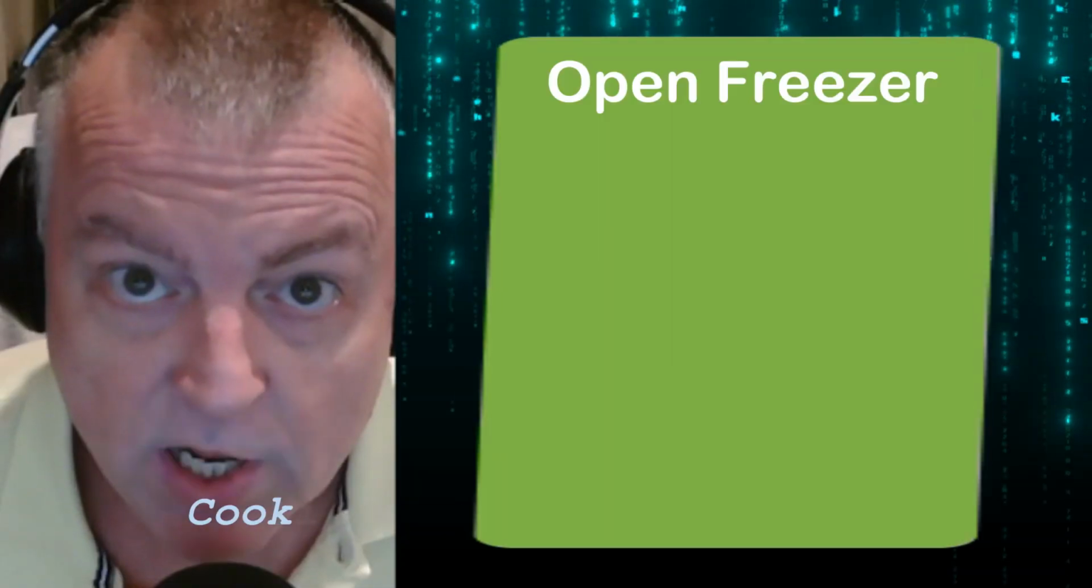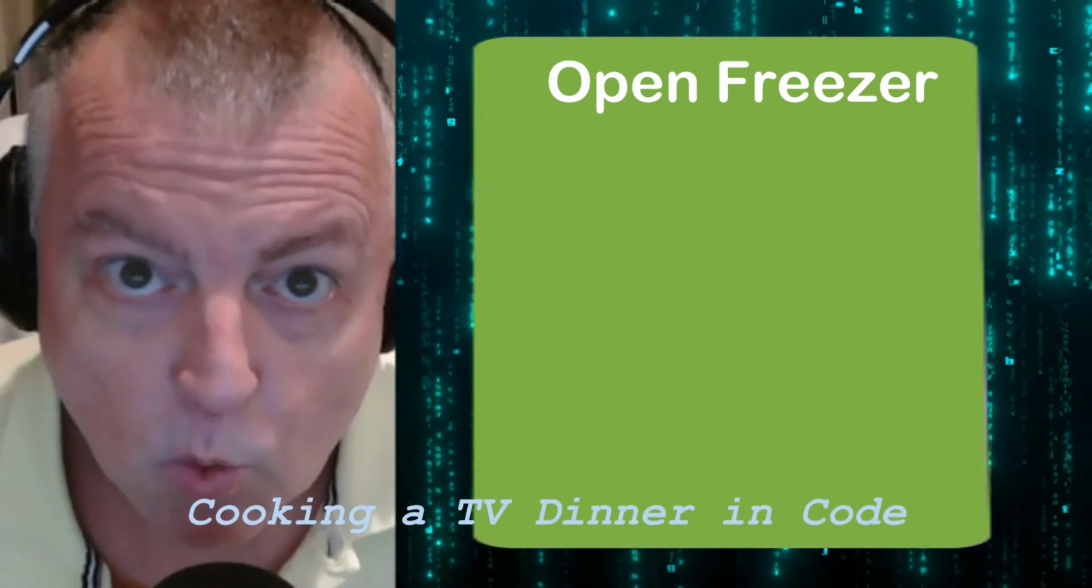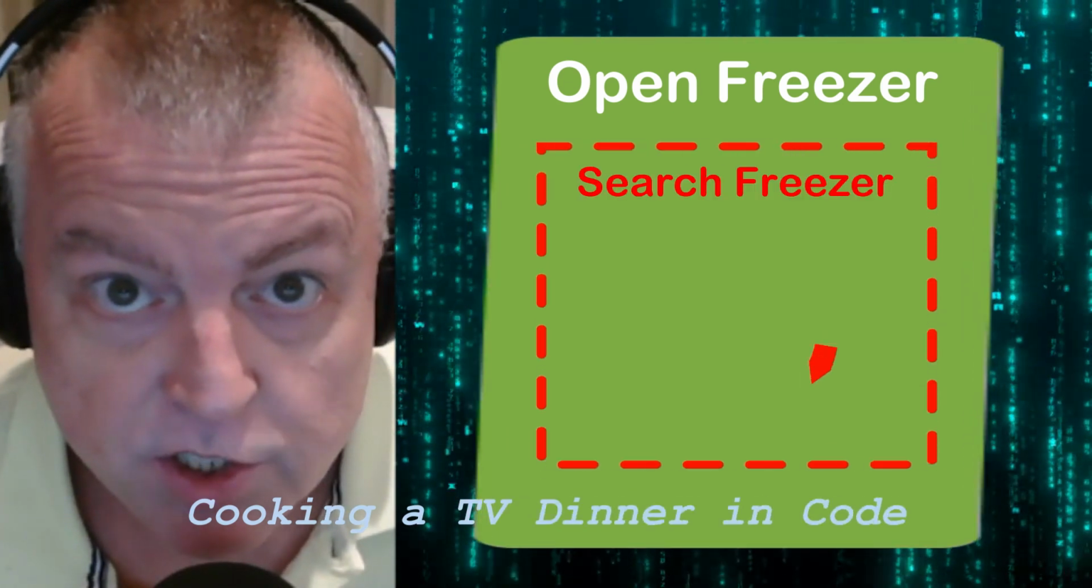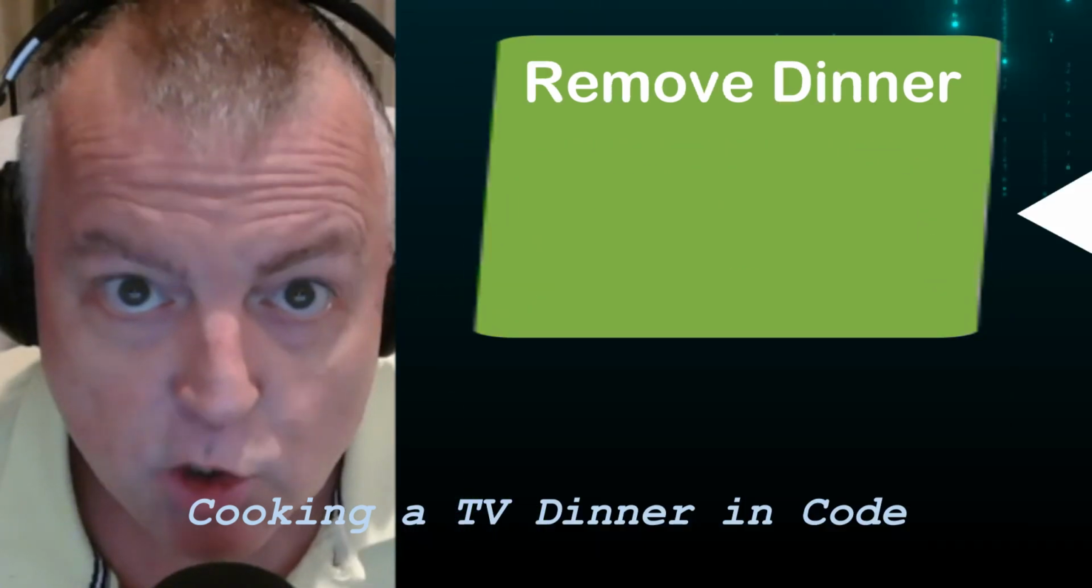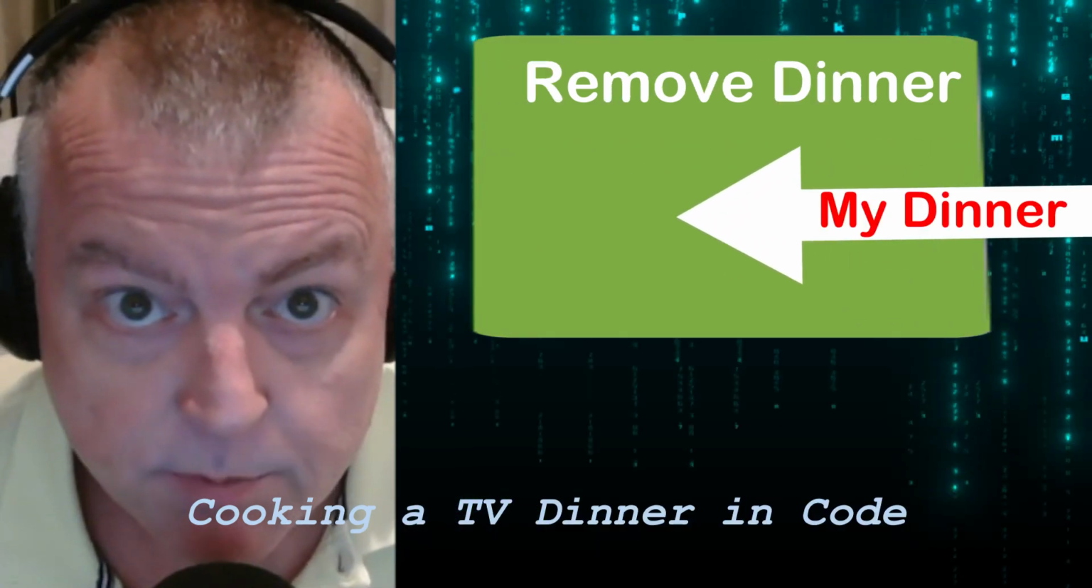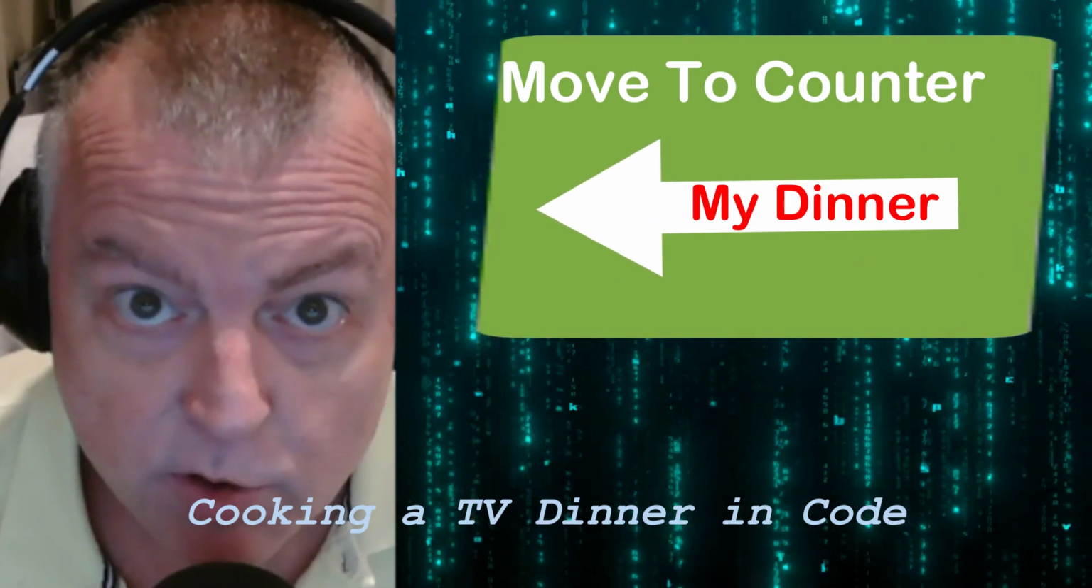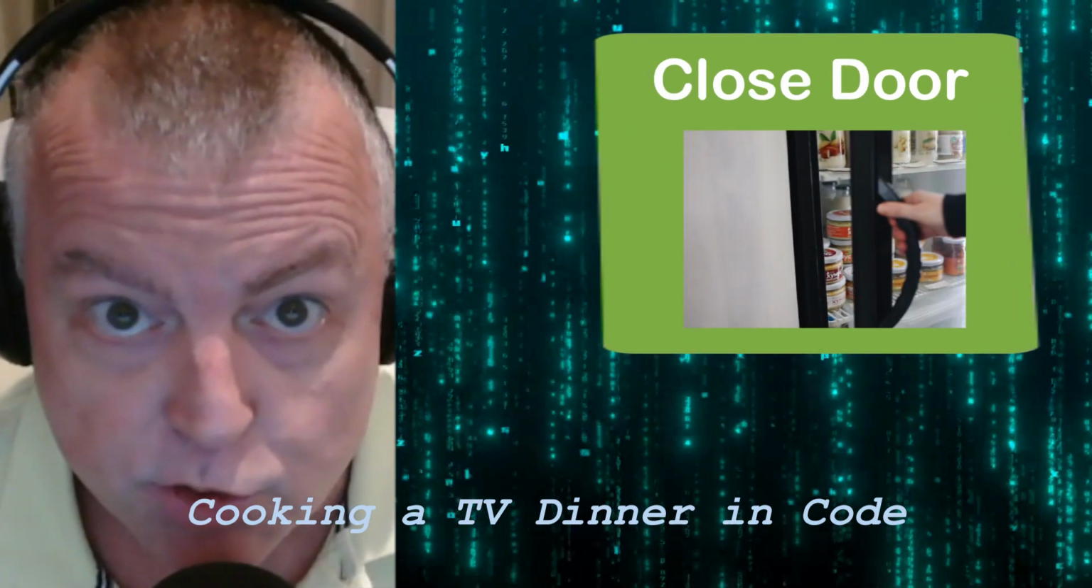Think about the process of cooking a TV dinner in the microwave. In a general sense, you take it out of the freezer, you unwrap it, you put it in the microwave for 5 minutes, you take it out, and you eat it. If you break this process down in code, it would look something like this. You would have a process to open the freezer door. Within that process, you would have a function that searches through everything in the freezer and finds the TV dinner that you want. You would then have a function that removes the TV dinner from the freezer, a function that puts it on a counter, and finally, a function that closes the freezer door.